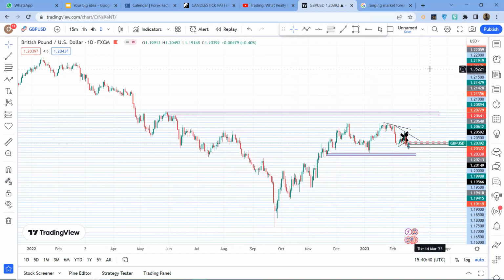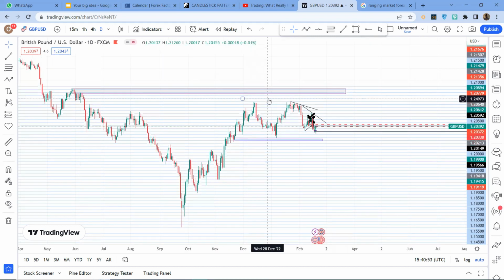So it's not us who push the market. The market moves, we react. That's how we trade. We just react. We don't say, I want it to do this. No, it moves, we react. That's what trading is. So this is the daily time frame.